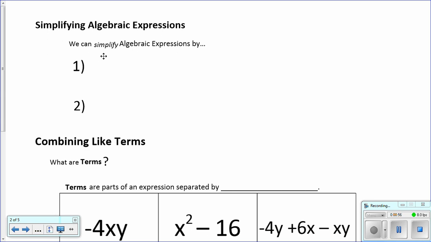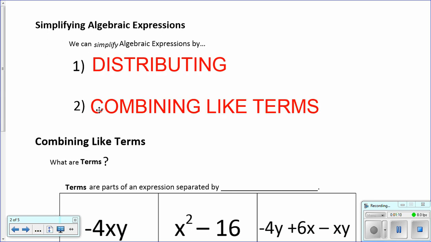Simplifying algebraic expressions. Remember, simplify means to try to get it into a single value. We can simplify algebraic expressions by distributing and then combining like terms. With algebraic expressions, we're not going to get that single number because they include variables. Because they're unknown numbers, we're not going to be able to do all the operations. So we're trying to get it as small as possible, okay? And the way we do that is distribute and then combine like terms.